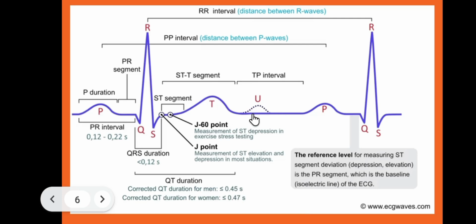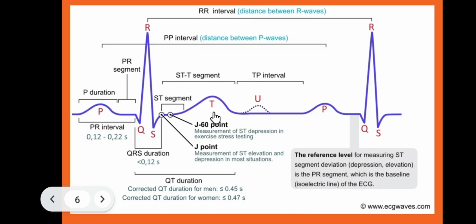Normally it's flat, and we have a duration period of 0.08 to 0.12 seconds. Your ST segment, which happens from the end of your QRS complex up to the bump of your T wave, is around 0.08 to 0.12 seconds. Now let's go to your T wave. Let's focus on the bump of your T wave here.